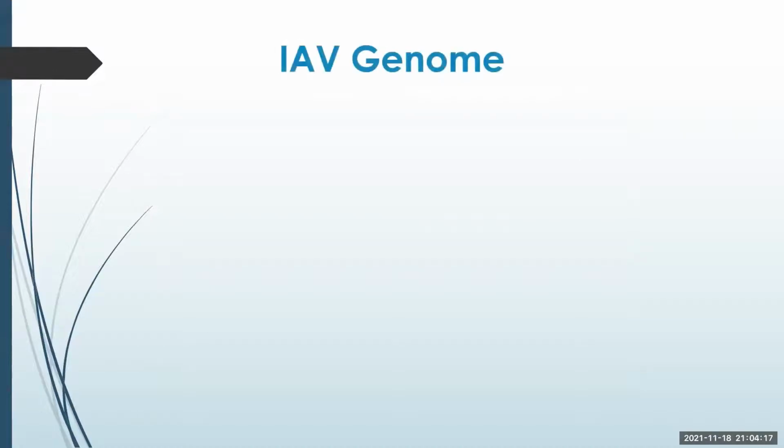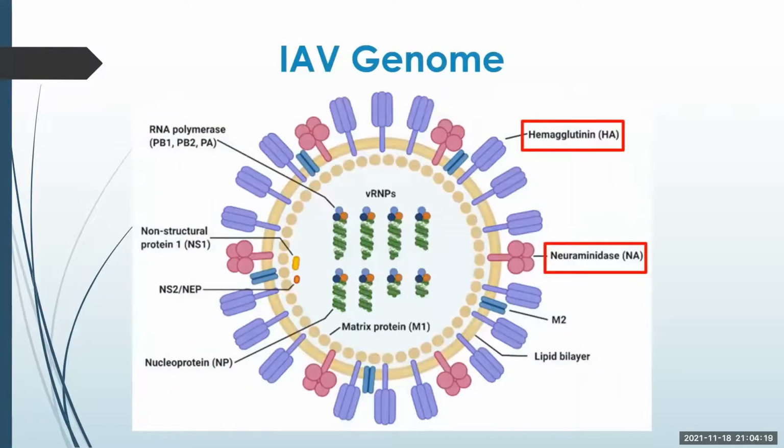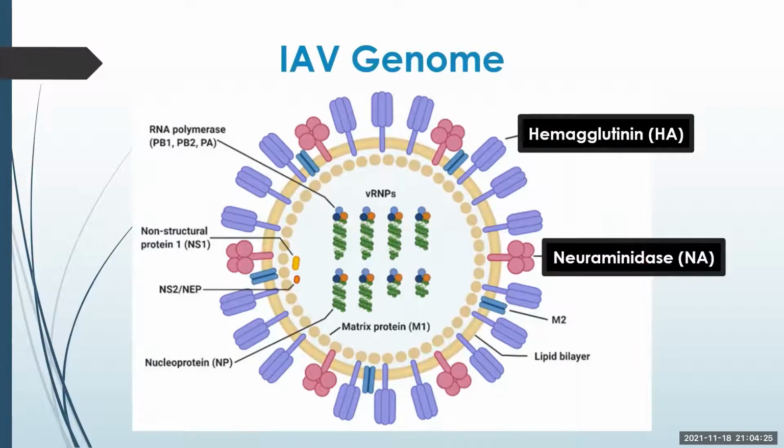So, what is IAV? Here, we see the structure of an IAV genome. The combination of the HA hemagglutinin and NA neuraminidase determines the strain of IAV. Currently, 18 HA and 11 NA subtypes have been discovered. The virulence level of different IAV strains depends on the combination of HA and NA.